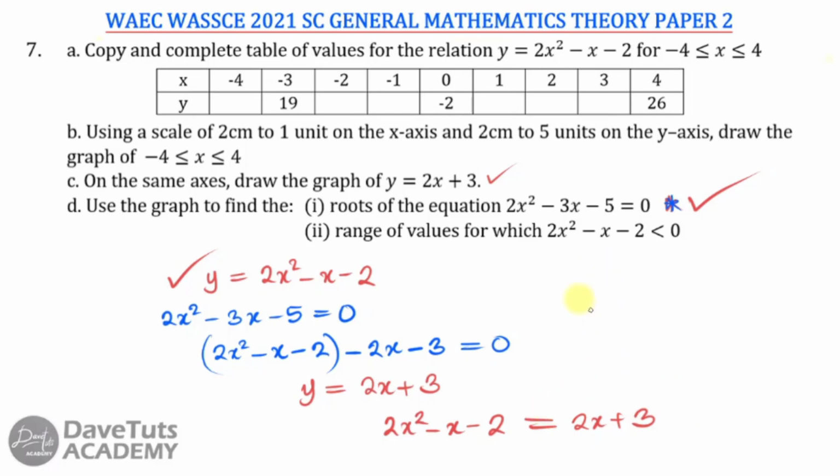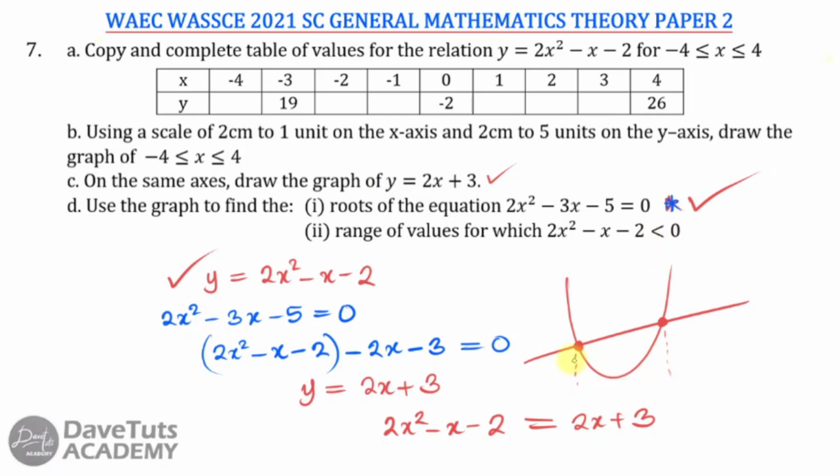So definitely you are going to have maybe something like this for the quadratic, and then something like this for the linear. Then at this point of intersection, you can see we have the quadratic having that U shape, and then we have the linear having a straight shape. This point of intersection is what you need to trace to the x-axis, and that will be the root of the equation, okay?